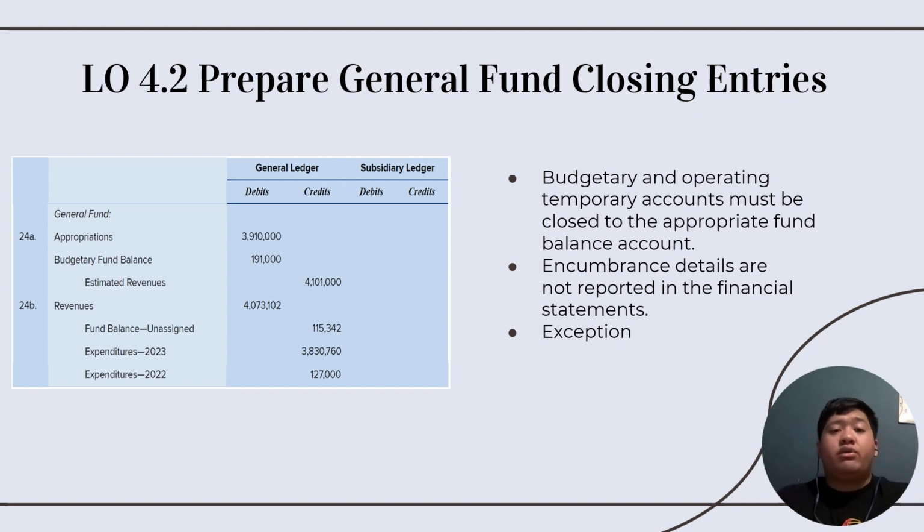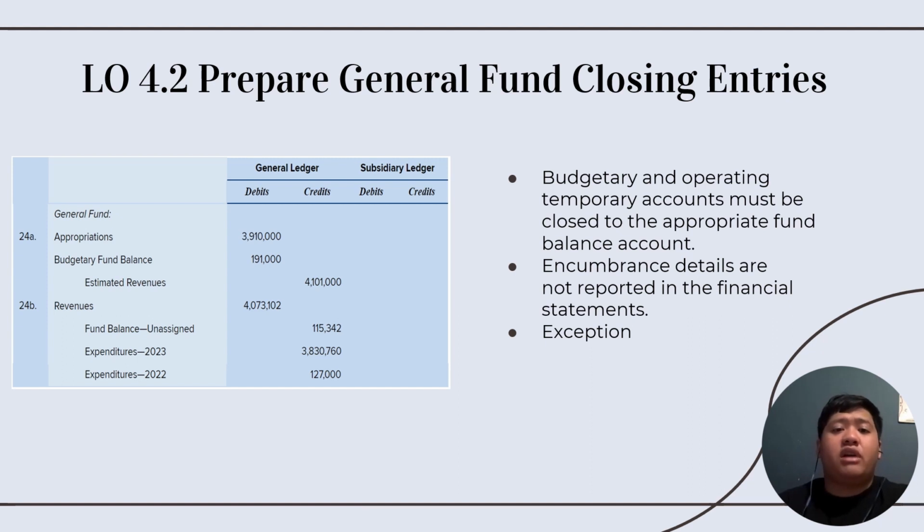When closing general funds, both budgetary and operating temporary accounts must be closed to the appropriate fund balance account. Budgetary accounts are closed by simply reversing the original entry made at the beginning of the fiscal year, as well as any entries made to amend the budget during the year.